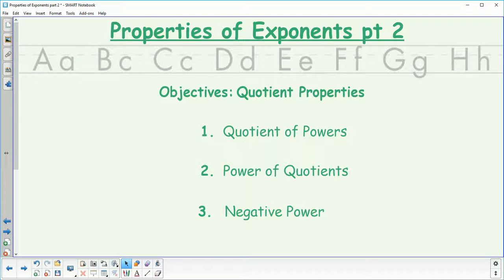Okay, Common Core Algebra 2. So we're going to look at now part 2 of our Properties of Exponents. This is Chapter 5, Section 1. Today we're going to talk about quotient, which remember means division.